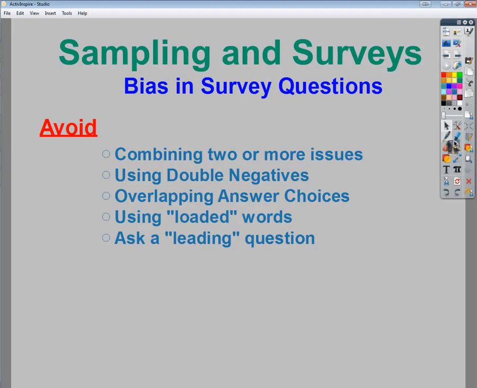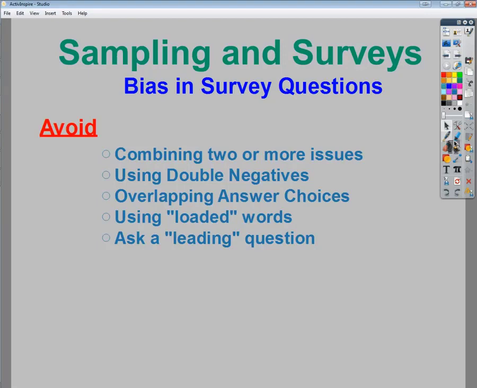Overlapping answer choices. Overlapping answer choices are much like combining two or more issues in your question. If you give them choices and all of a sudden two things are involved in your answer, and it's sort of like, well, I'm answering this but not this, that's when the overlapping answer choices become a problem. You want to keep answer choices as separate as you possibly can.